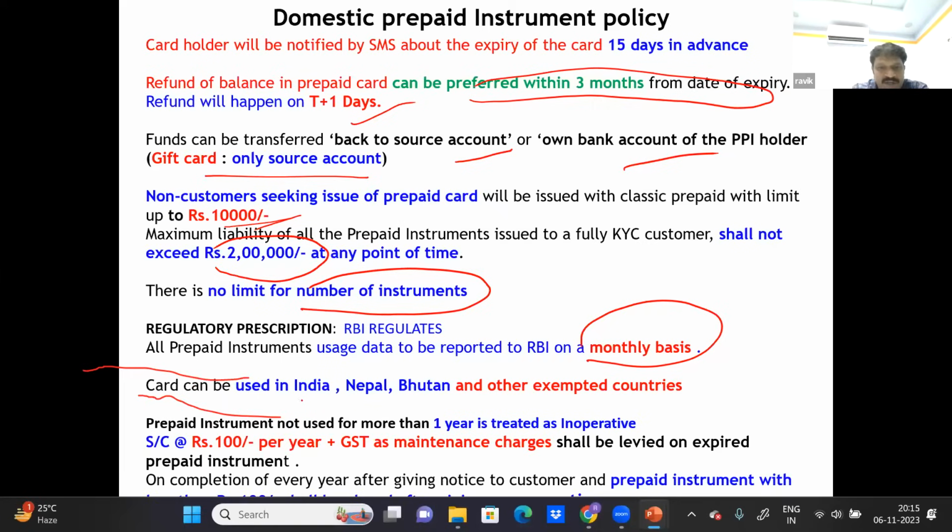This card can be used in India, Nepal, Bhutan, and other exempted countries. Then, prepaid instrument not used for 1 year. I told you, inoperative for a prepaid is 1 year. SB account is 2 years. Now this is 2 years.